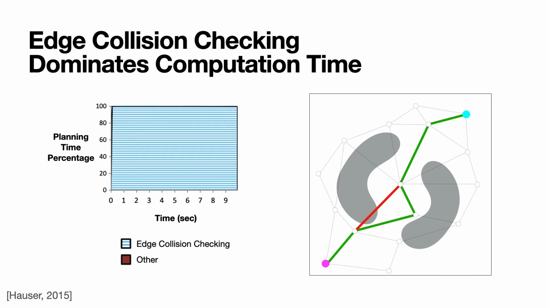Prior work has shown that predicting which edges will be in collision helps a lazy algorithm quickly identify feasible paths. In this work, we'll be modeling this as a posterior distribution, where we condition on the results from previous collision checks.